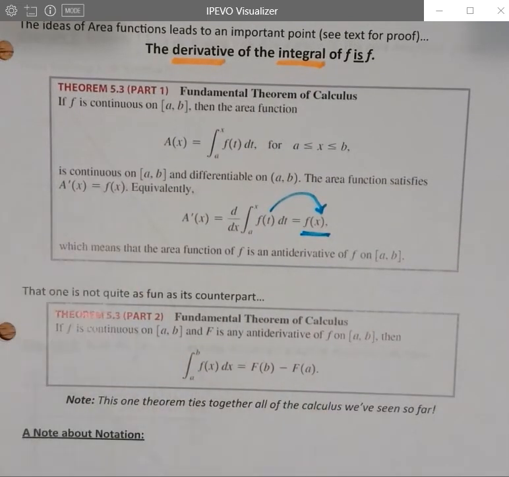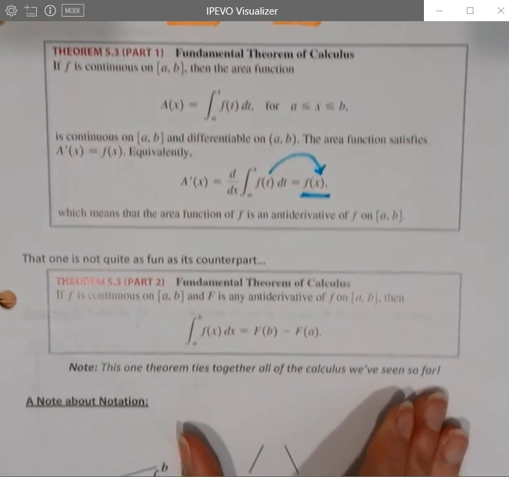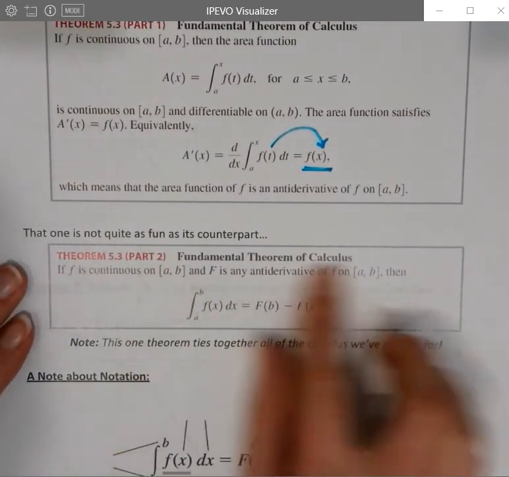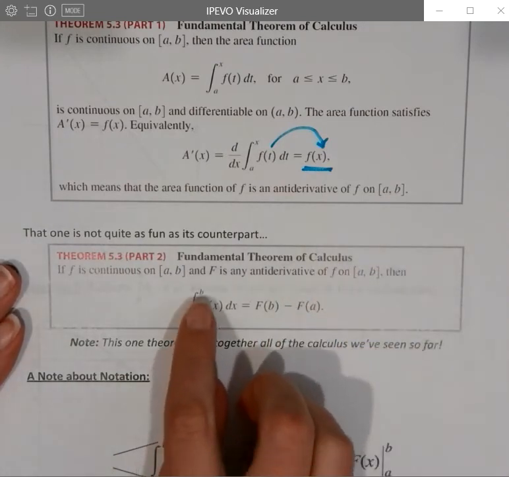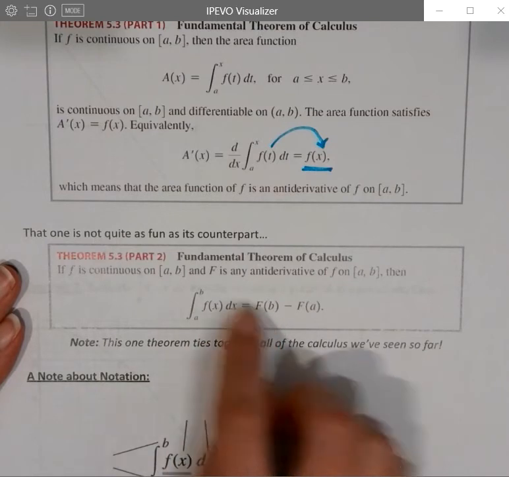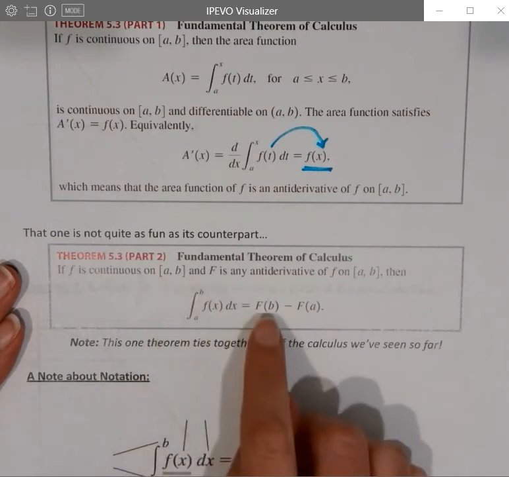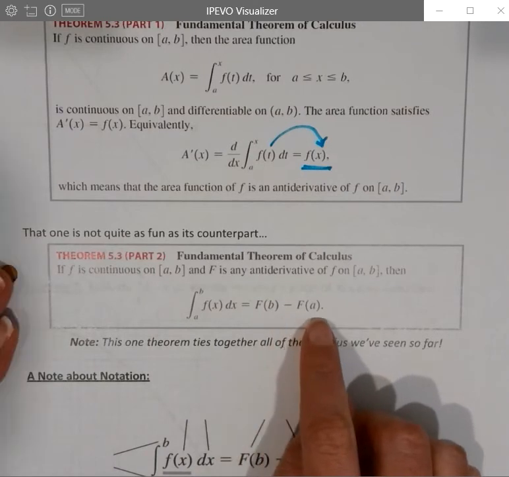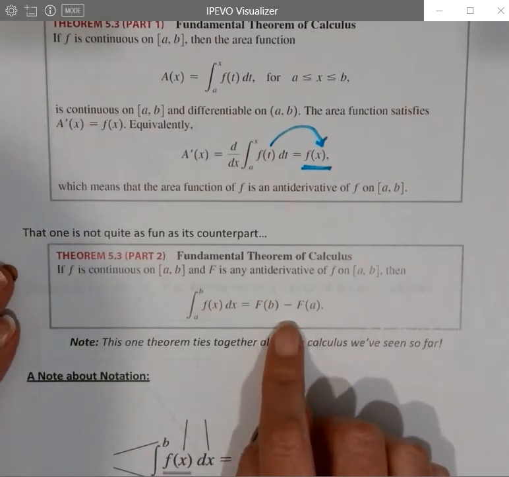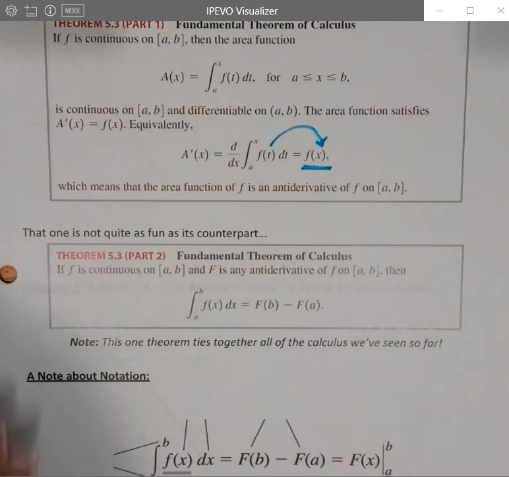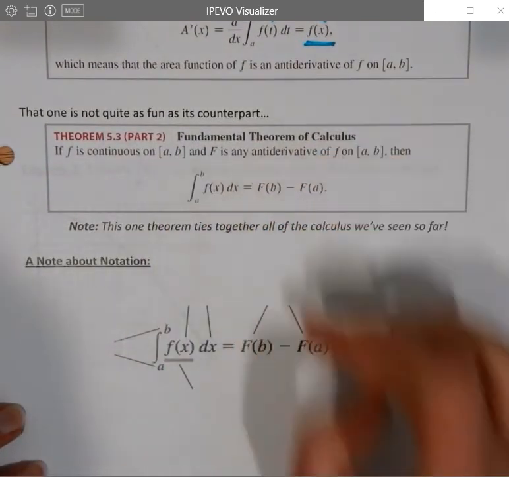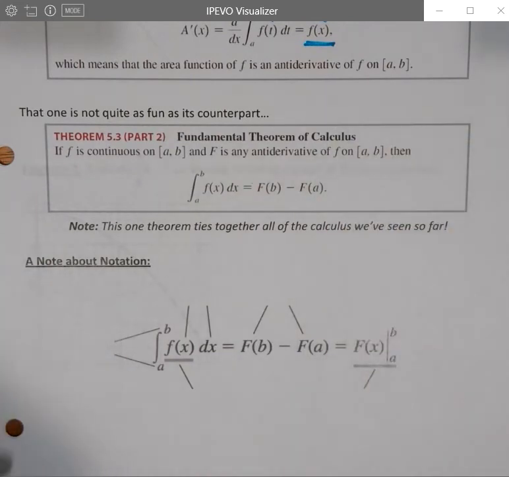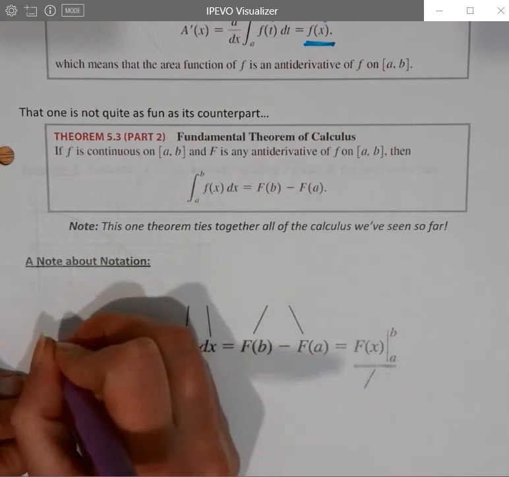Now, that theorem, while useful, is not quite as fun as its counterpart, the fundamental theorem of calculus part 2. And this says that the integral from a to b of f of x dx is capital F, being one of the general antiderivatives, evaluated at b, minus capital F evaluated at a. This is going to be extremely powerful in terms of evaluating definite integrals. Okay, so we're just going to make some notes about this notation down here and a third notation for it right here. So this is our second fundamental theorem, and we have our upper and lower bounds.